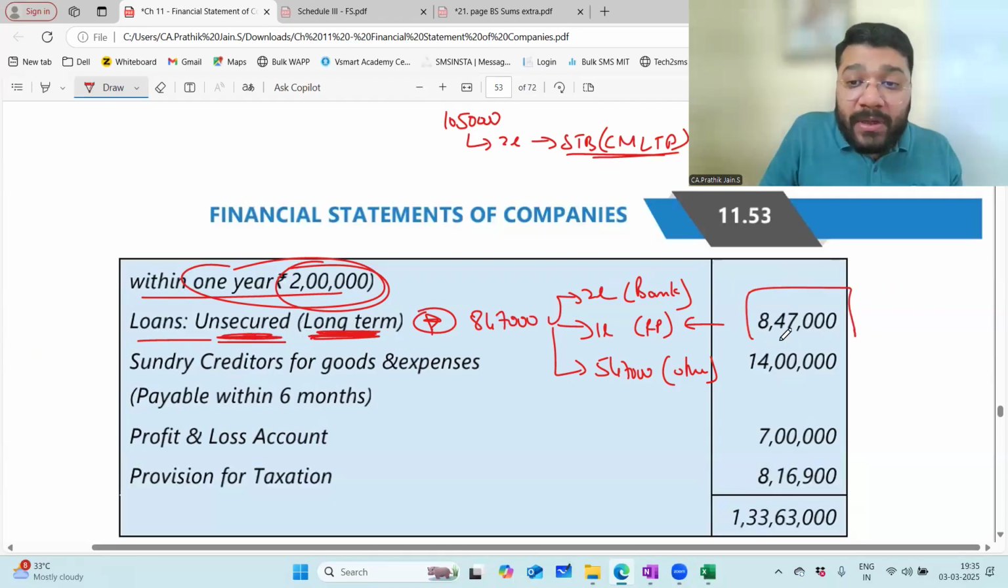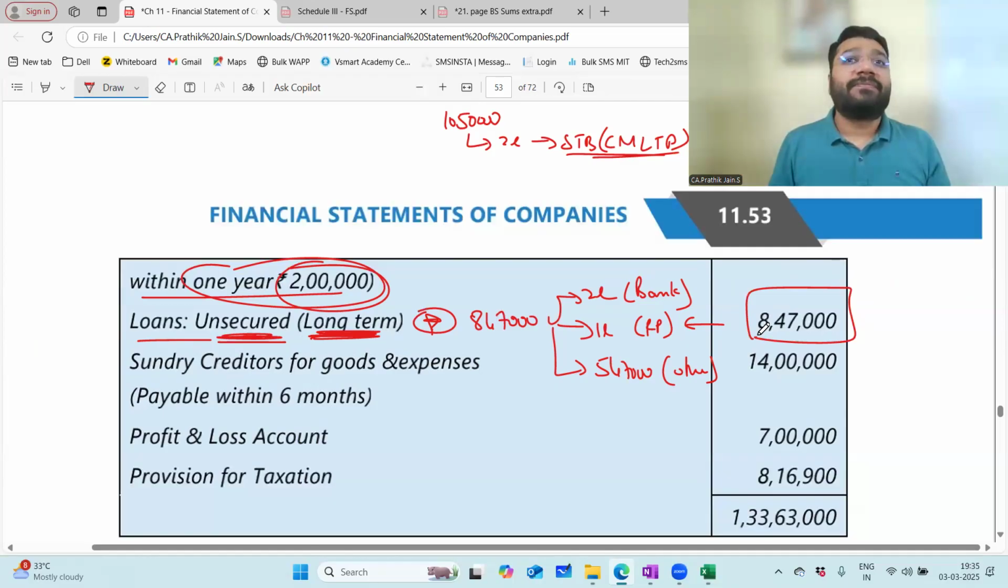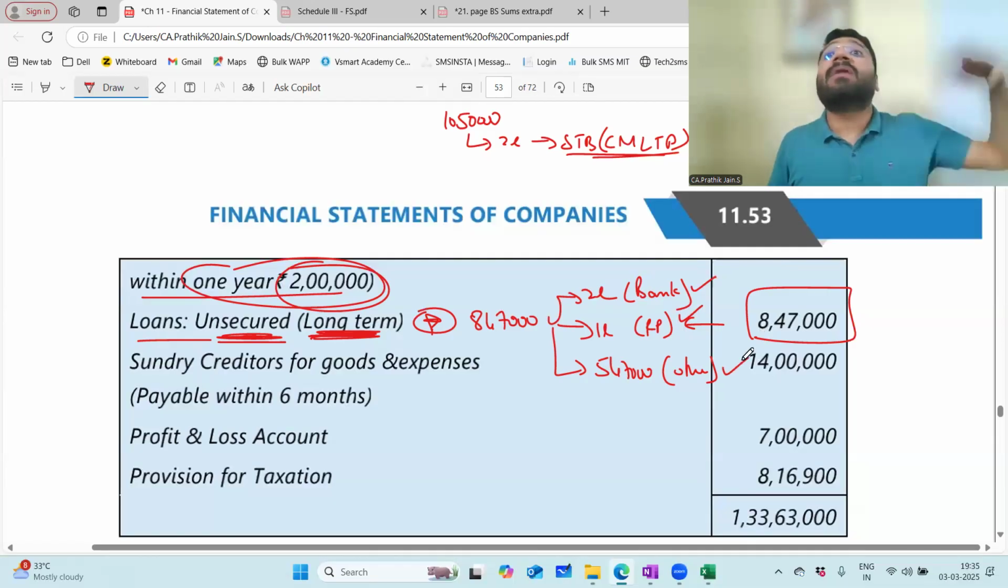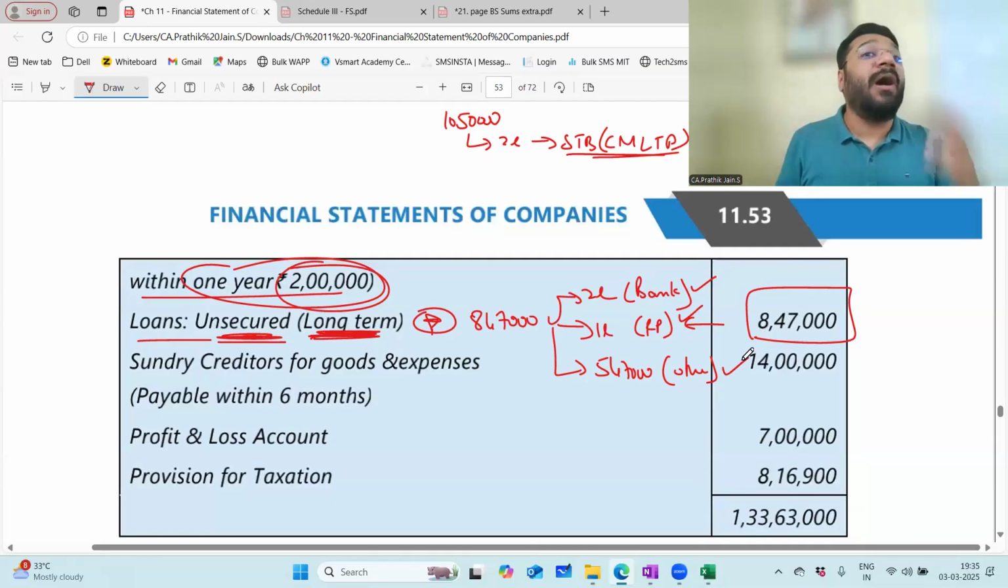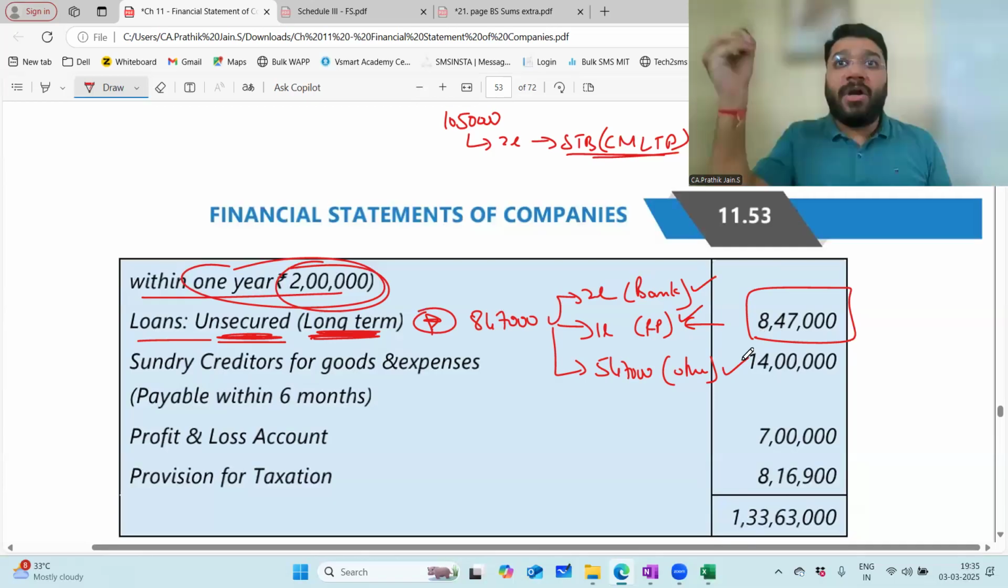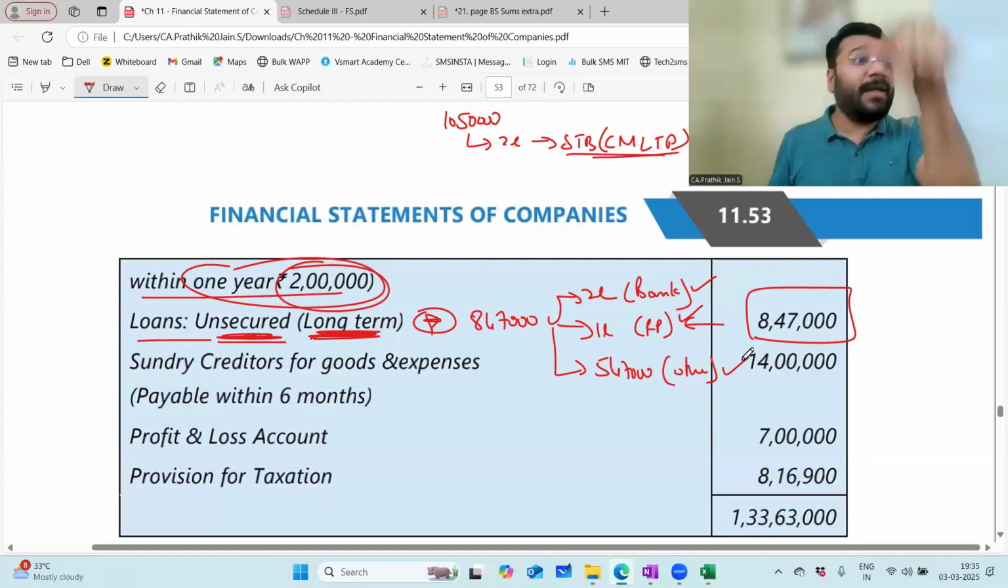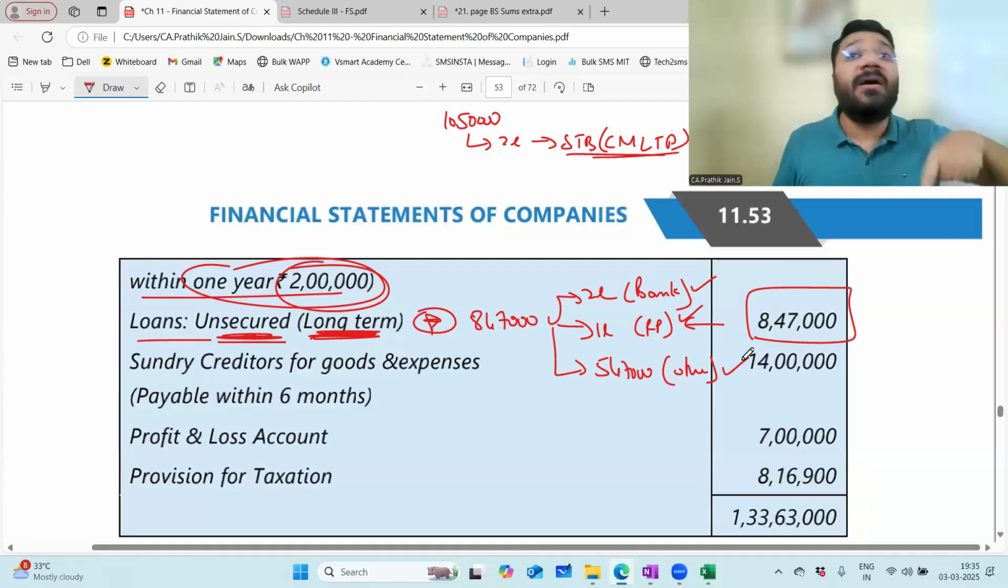This 8 lakh 47,000, the breakup they have given. Who gives you this breakup in real life? The accountant. You have to ask the accountant: 847 is there in your trial balance under unsecured loan, can you give a breakup? Is this loan from one person or multiple persons? He says 2 lakh is from the bank, 1 lakh from a related party, and 5 lakh 47,000 from others. All this information is given by the client's accountant, for whom you're going to sign, in the additional information.